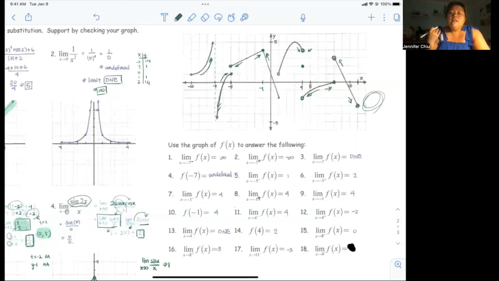Don't make it anything. The last example here is just to remind you that limits don't have to be on the endpoints of my graph. I could be somewhere in the middle. So x approaches 9. So here's 9. What is this limit? Well, both sides are approaching the same number, and that y value is 1. So the limit as x approaches 9 is 1. Okay? All right, that's it.